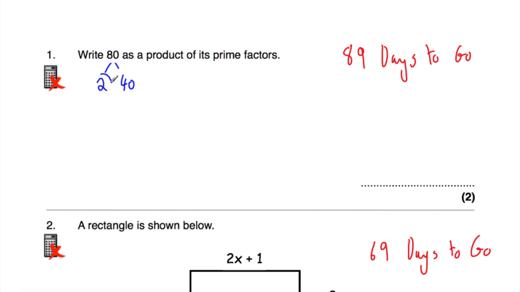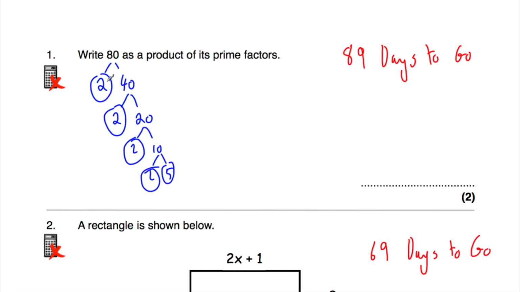2 is prime, so let's circle it. 40 is not, so I'm going to choose two more numbers, 2 and 20. 2 is prime, so let's circle it. 20 is 2 and 10. 2 is prime, let's circle it. 10 is 2 times 5. So we've got that 80 is equal to 2 times 2 times 2 times 2 times 5.